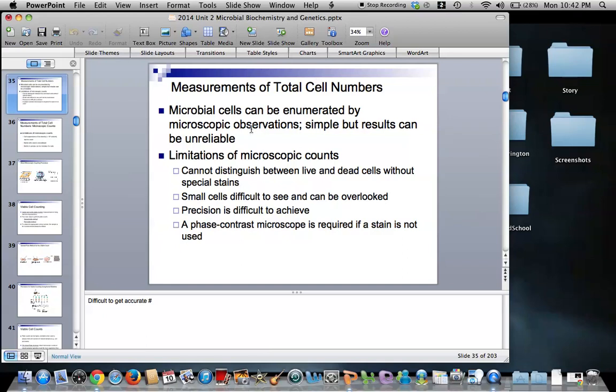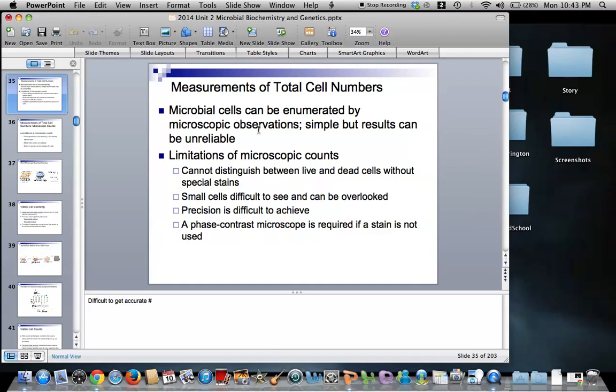Measurements of total cell number. There's a couple of different ways to do this. Microscopic counts is the first way. This is hard to distinguish between living and dead. I've actually done this, and it takes a lot of practice before you're able to tell for sure what's living and what's dead. And even if you are pretty confident, some dead cells, especially recently dead cells, can still take up dyes, so that could be an issue. Small cells can be difficult to see or can be overlooked. Precision is difficult to achieve, and phase contrast is required if stain is not used.